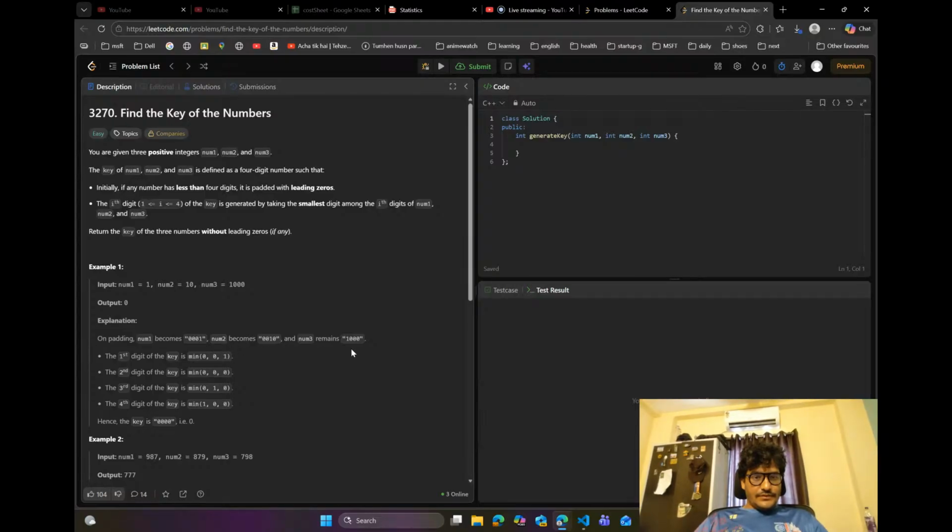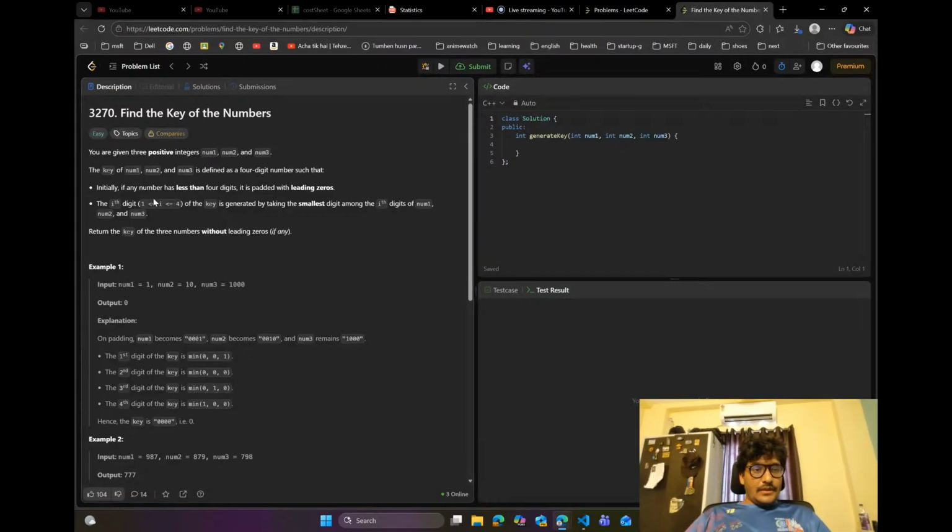0010, 01. It doesn't need zero. 1000. Okay. The ith digit of the key is generated by taking the smallest digit among the ith digit of num1, num2, and num3.